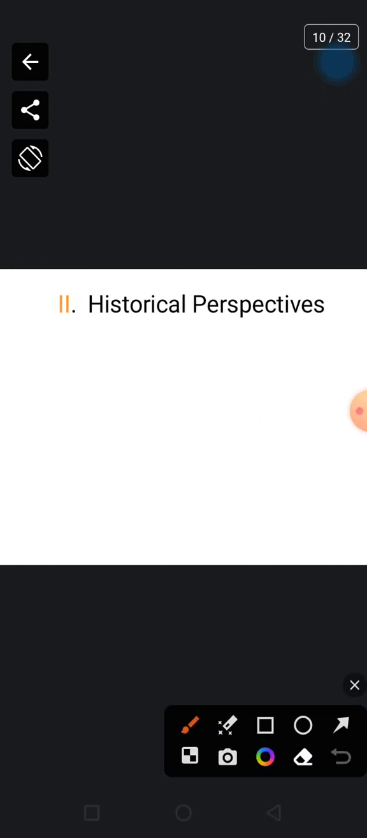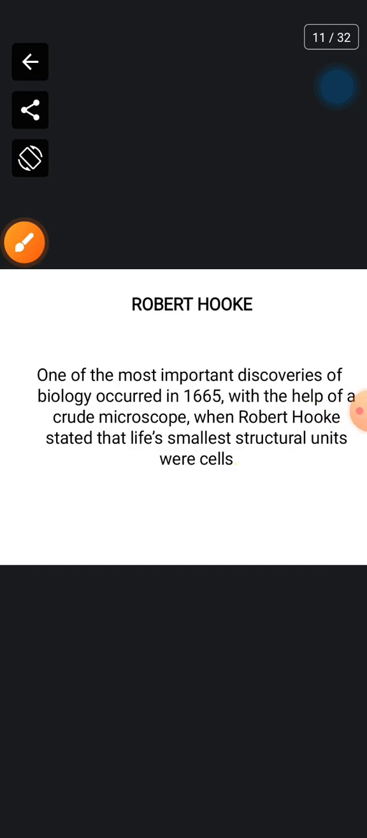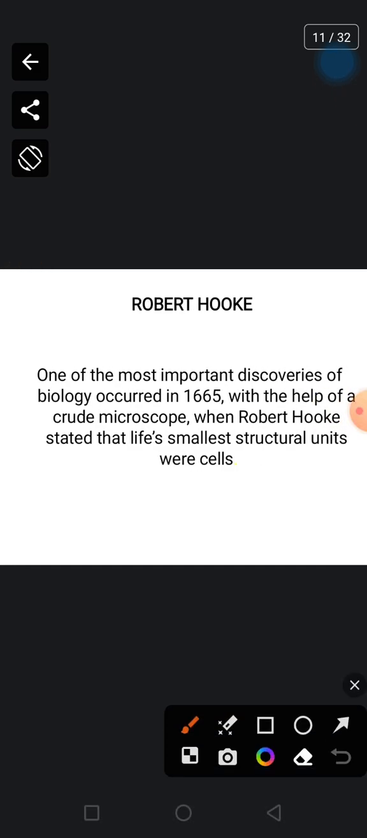Now we are going to study the history of microbiology. Whenever we discuss the history of microbiology, a scientist's name always comes up, which is Robert Hooke. Robert Hooke prepared a crude microscope in 1665. He made the first, crude microscope.